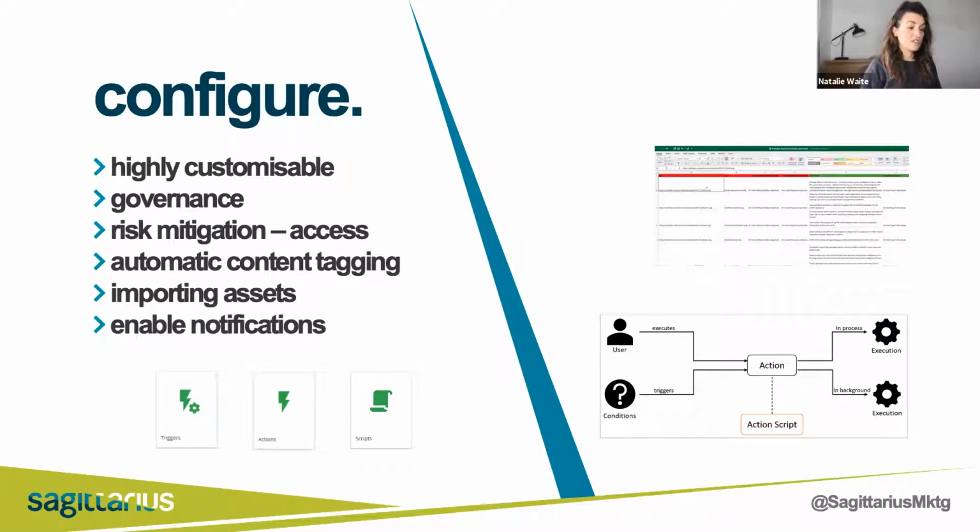Other configurations that might be useful as a marketeer are things like configuring and enabling notifications. So for example, if your PR agency has written a piece of content, a blog, a press release or a news article, you can set up notifications so that once they've submitted it, it emails your team so they can go directly into Content Hub and review it, approve it, and so on. So there are loads of features in Content Hub that enable you to deliver that using things like triggers, actions, and scripts.